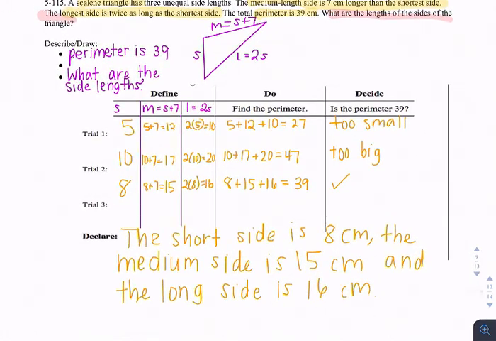So this, again, is the 5D process. We have describe and draw, define, do, decide, and declare. And it is just an organizational tool to help us solve some word problems. Anybody coming in without seeing the question should be able to follow my work, follow how I got my answer, and they should know exactly what the question was about.